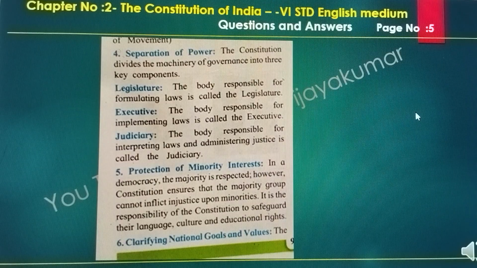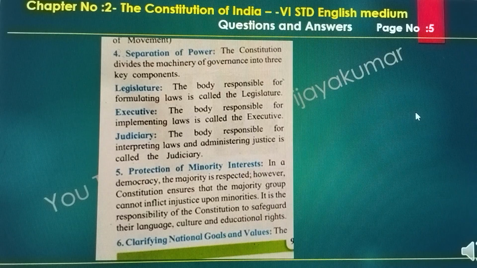Fourth one, separation of power. The Constitution divides the machinery of governance into three key components. Legislature, the body responsible for forming laws, is called the legislature. Executive, the body responsible for implementing laws, is called the executive. Judiciary, the body responsible for interpreting laws and administering justice, is called the judiciary.